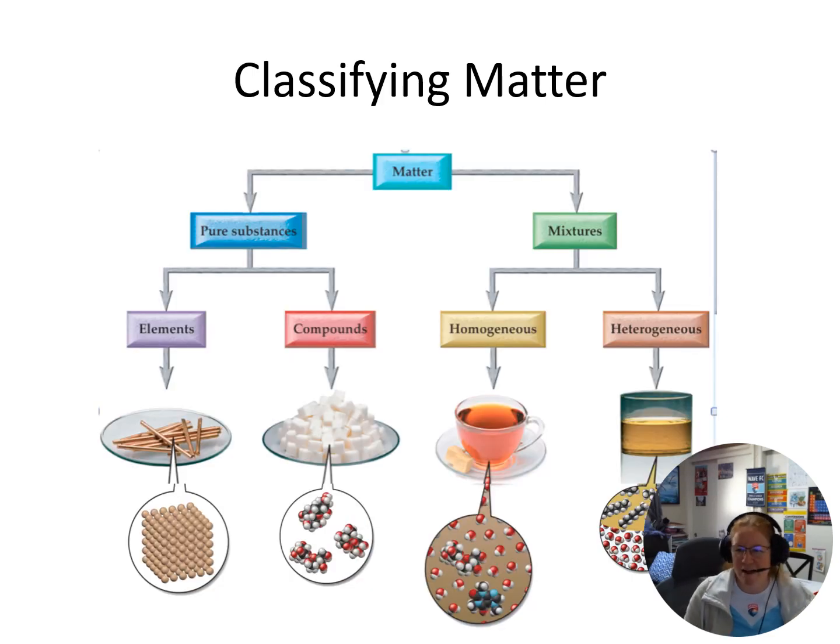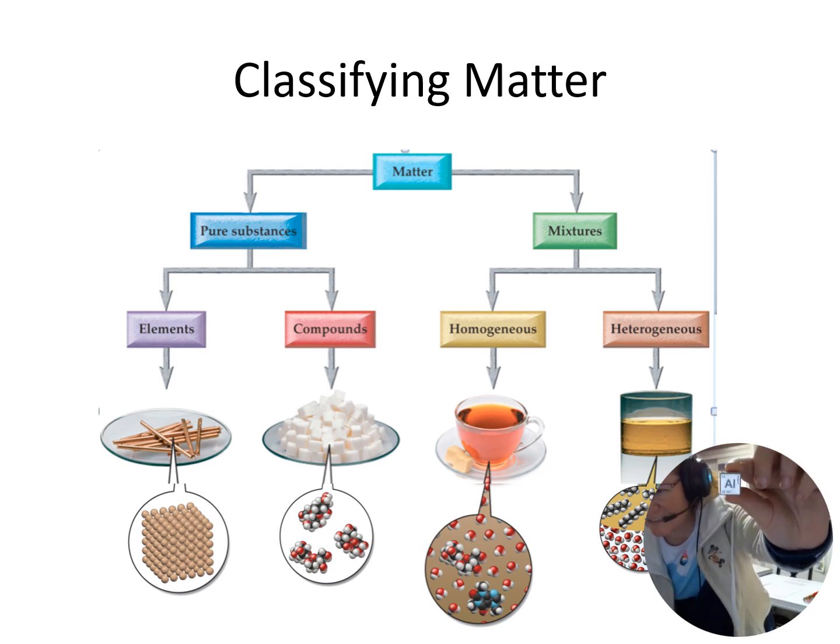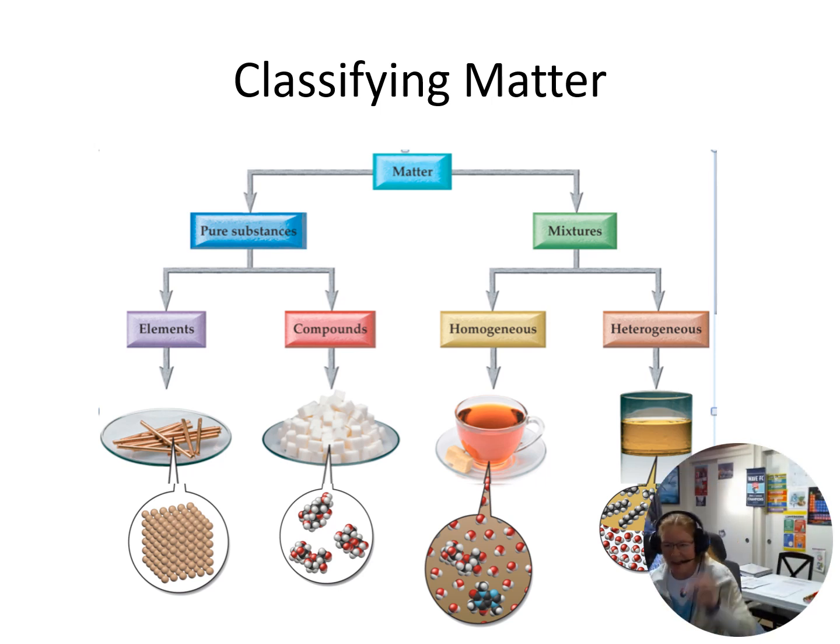We can classify our matter. We've got pure substances and we have mixtures. Our pure substances are elements and compounds. If we have a piece of metal, let me grab an example here. There's one that's pure. I have a little dice here. This is pure aluminum, so this is a pure substance. It's a pure element. All that is contained in this is the element aluminum.